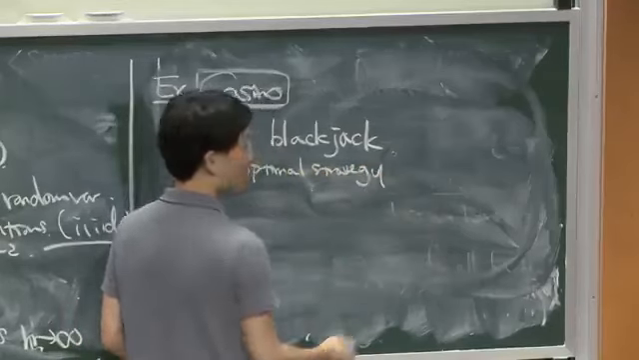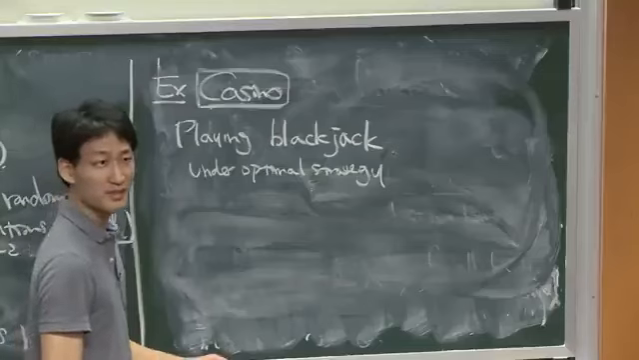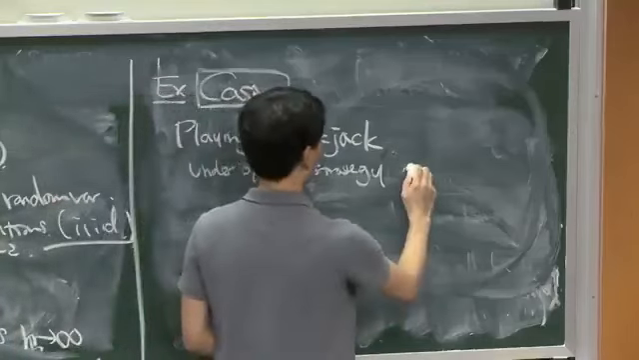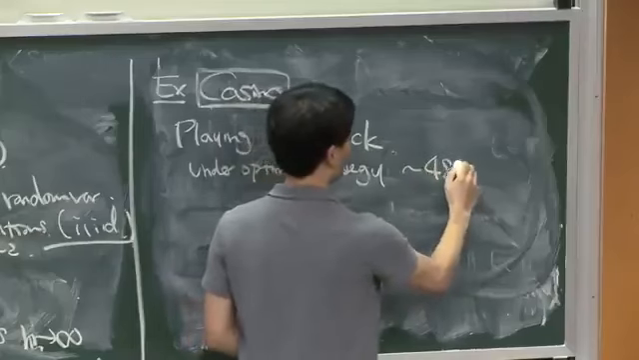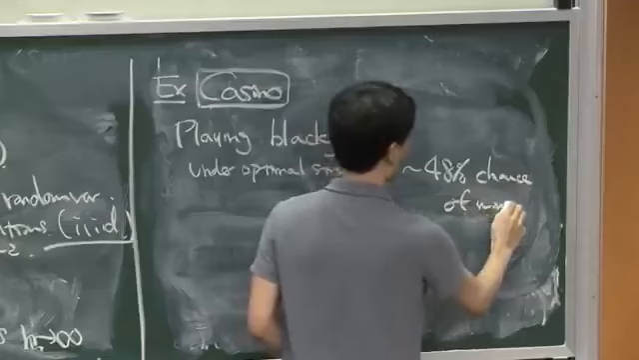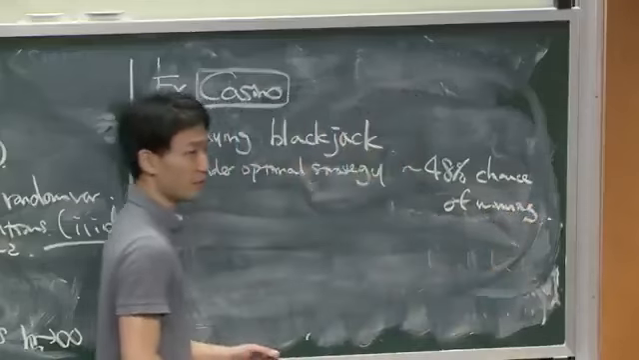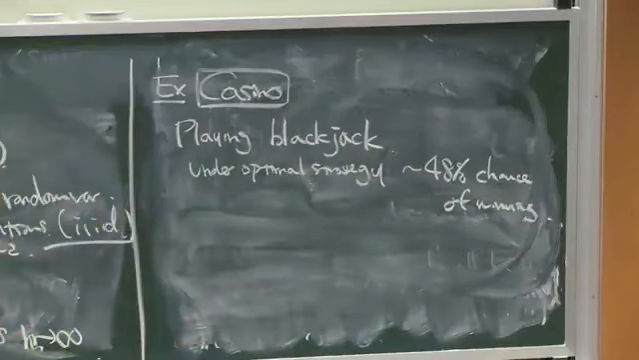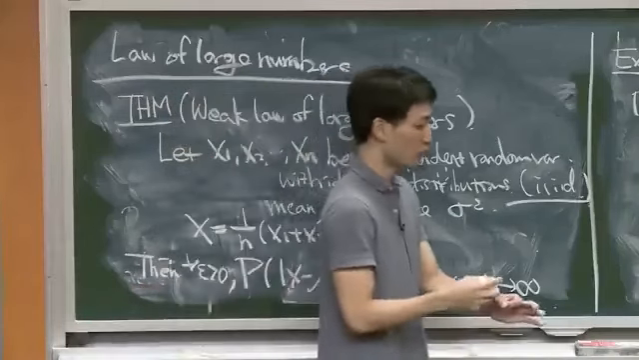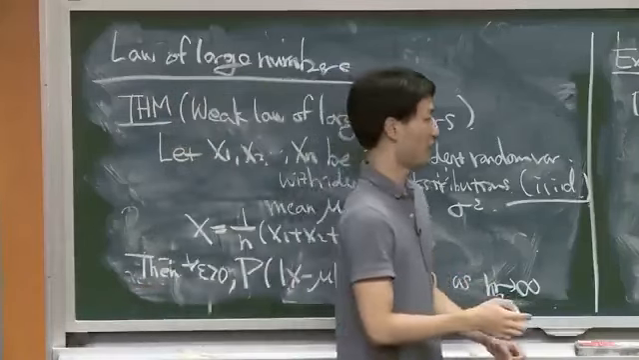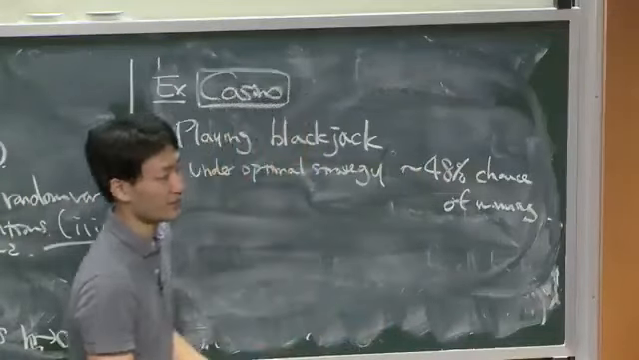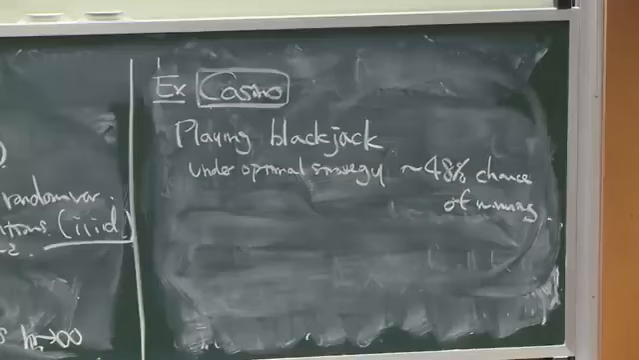does anybody know the probability? I think it's about 48, 49%. About 48% chance of winning. That means if you bet $1 at the beginning of each round, the expected amount you will win is 48 cents. The expected amount that the casino will win is 52 cents.